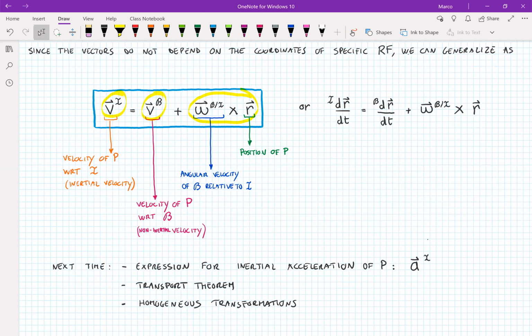So this is, I guess, a lot of information, so I'm going to stop here for today. Next time, we're going to see how we get to the inertial acceleration. We're going to look a little bit more into the transport theorem, and if we have time, we're going to talk a little bit about the so-called homogeneous transformation.